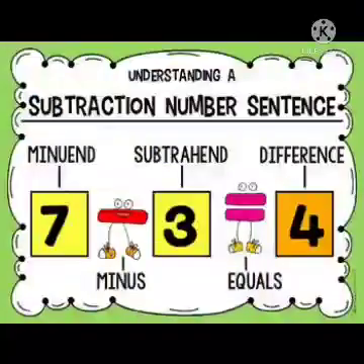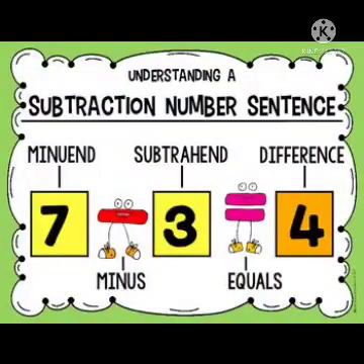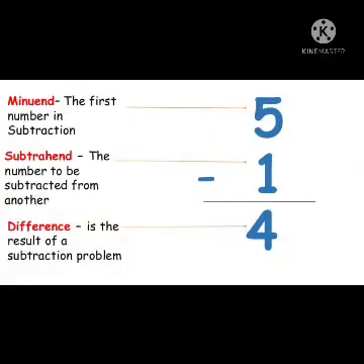Move on to subtraction. The symbol for subtraction is minus. Parts of subtraction: minuend, subtrahend, difference. The number from which another number is subtracted is called minuend. The number which is subtracted is called subtrahend. The result of a subtraction problem is difference.